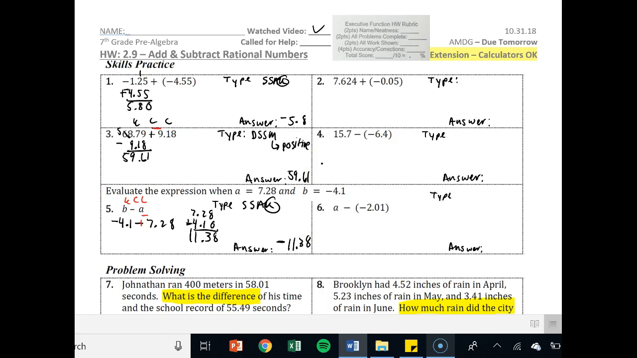You're responsible for 2, 4, and 6. So don't forget to keep change on 4 and keep change on number 6.